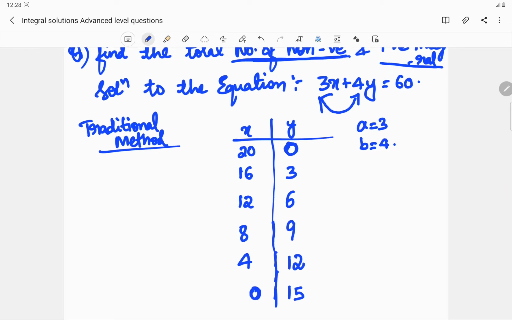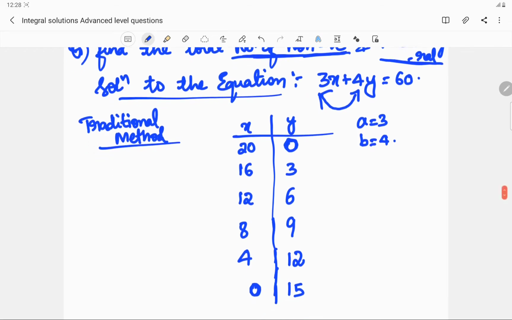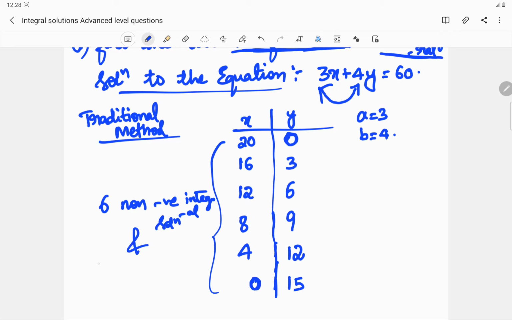Now, the question is the total number of non-negative or positive integral solutions to this equation. So using this tabular method, we know that there are 6 non-negative integral solutions and 4 positive integral solutions to this equation.